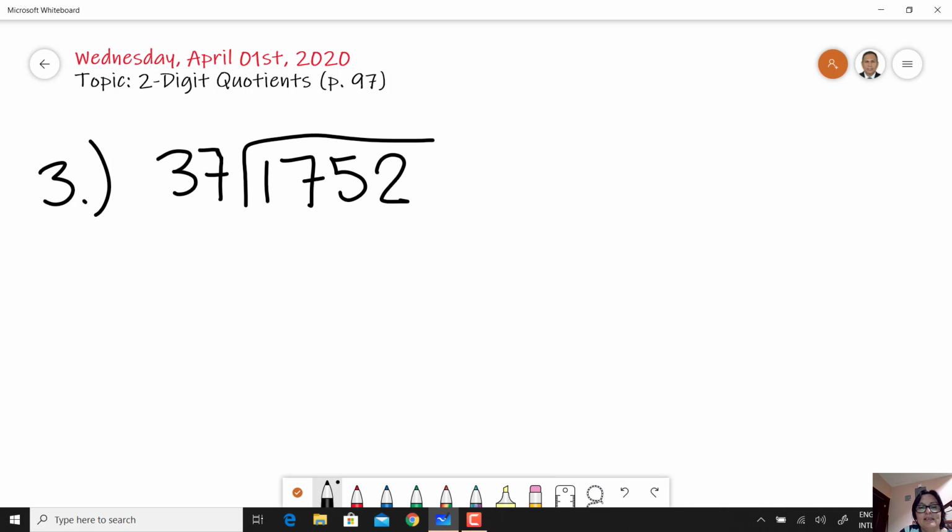Number 3 says 1752 divided by 37. So we have two numbers in the divisor, so we are going to take two numbers in the dividend, but 17 is less than 37, so we take another one, we take number 5, so we can say 175 divided by 37.